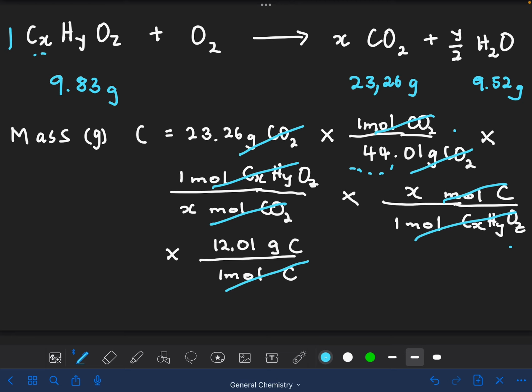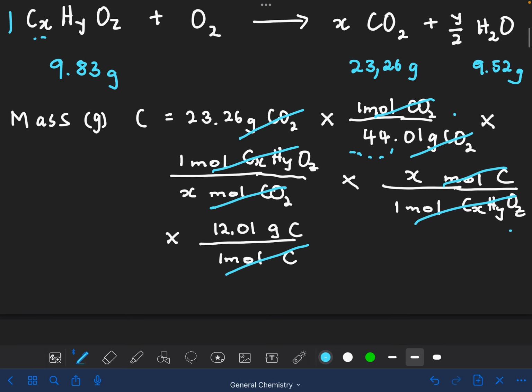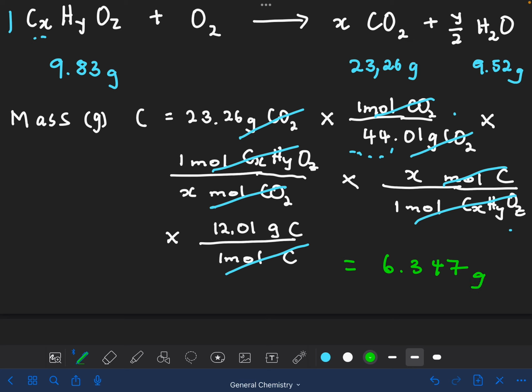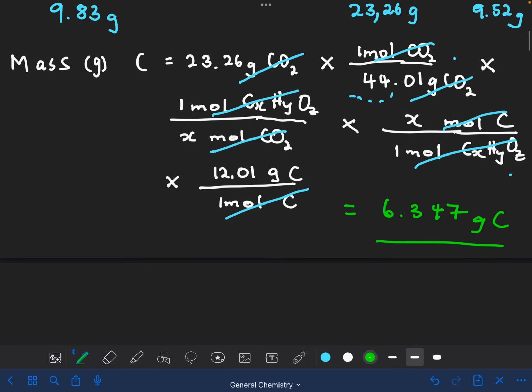And then we had to take that into mass. I multiply them with this ratio of 1 mole of carbon per 12.01 grams of carbon. If you actually calculate that, you are going to get a value of 6.347 grams of carbon. This is the carbon in the original sample.